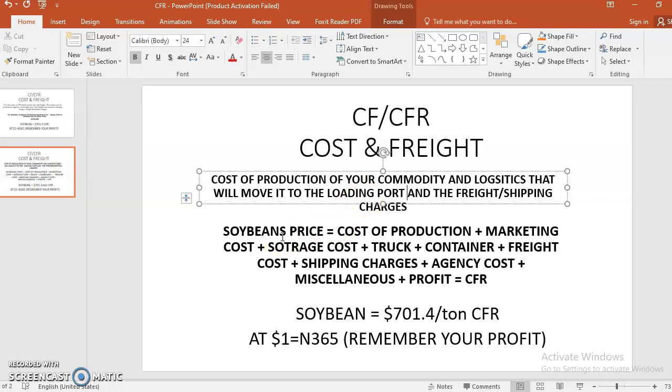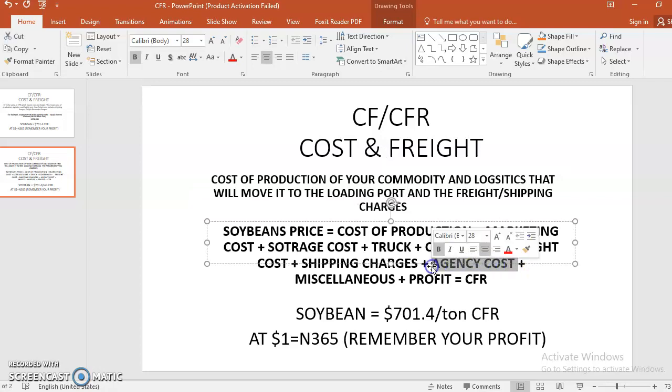So in the case of our example, as we've been using for Ex Warehouse and FOB, see the soybeans price of your cost and freight is now the cost of production, your marketing cost, your storage cost, if you actually spent money on storage. But if not, just remove it from it. Then the amount of money you pay the truck company, your booking for the container, whether it's 20 feet or 40 feet, then your freight cost, the shipping charges. Your agency cost is the amount of money you are paying your freight forwarder who is working for you, then your miscellaneous and your profit. So that's giving you the cost and freight for that same commodity that we've been looking at.